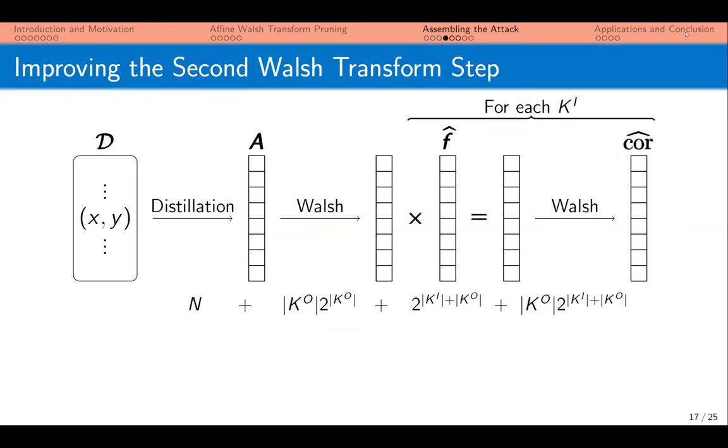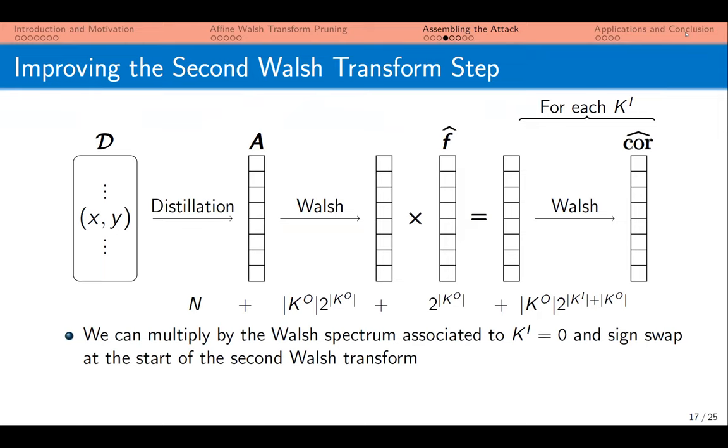So now we return to the Walsh transform algorithm and we will apply everything that we have learned so far. The first thing we do is, using this property of the inner key guess, we can avoid computing the multiplication step separately for each inner key guess. We can just absorb the sign swaps in the Walsh transform step, which follows.